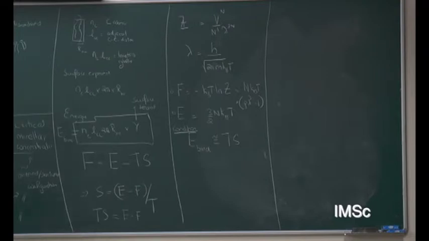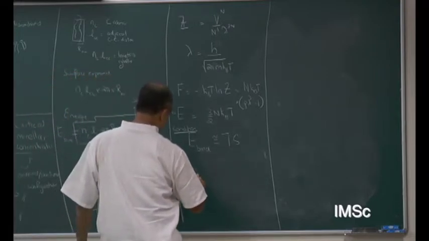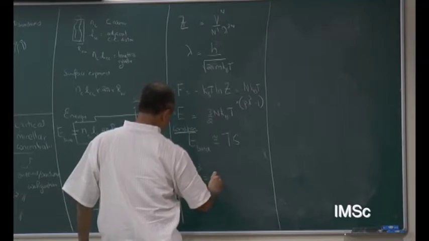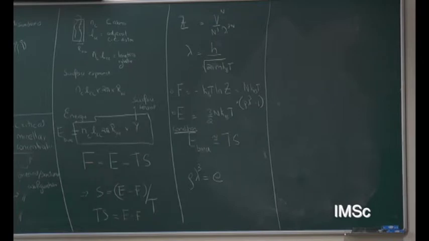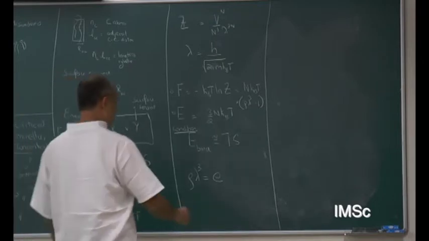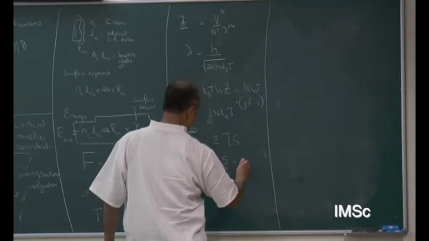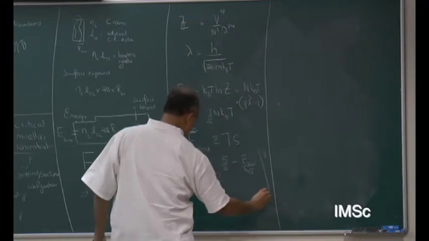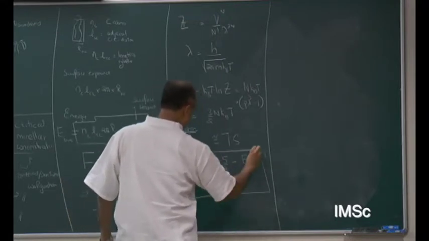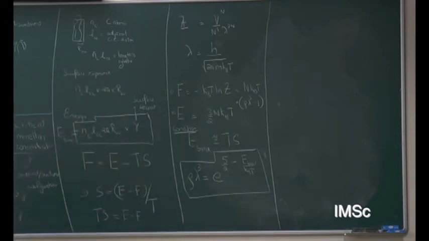So from here, if I put all of this back in, the rho lambda cubed term, etc., I get rho times lambda cubed is the exponential of 5/2 minus E binding divided by kB T. And this was my basic result that I got from the last time. It should be in your notes from the last time.